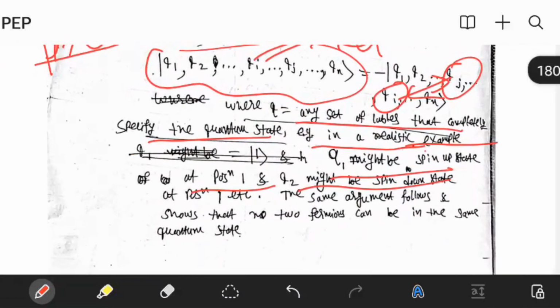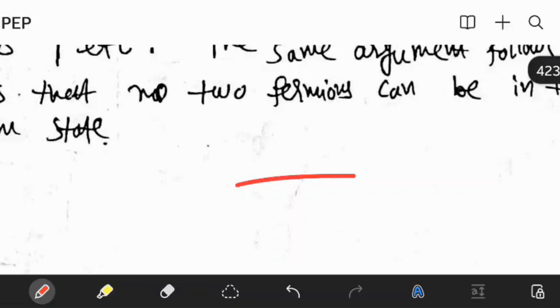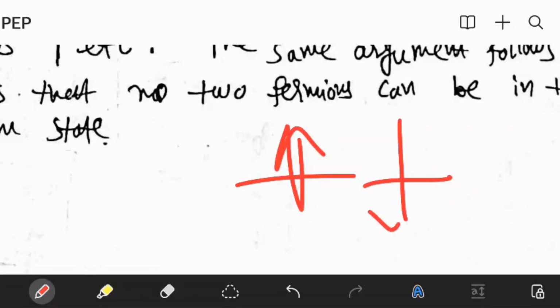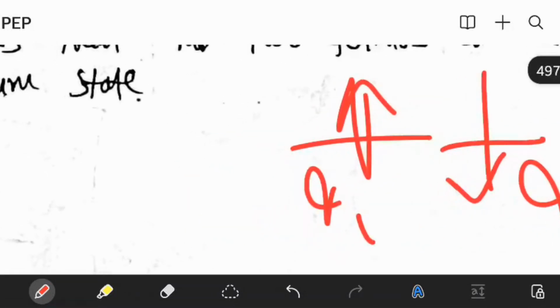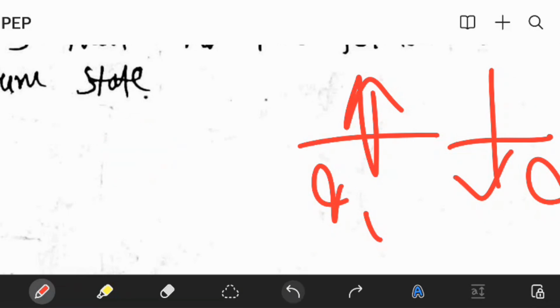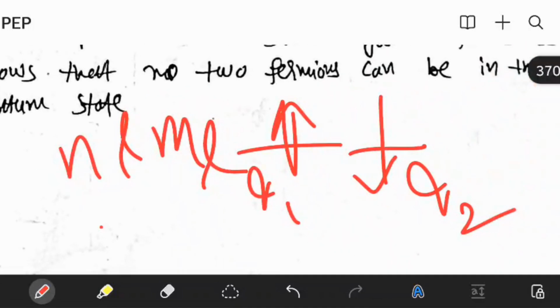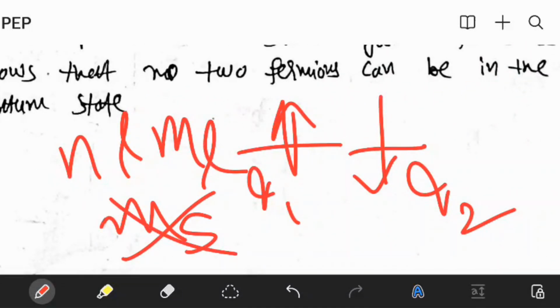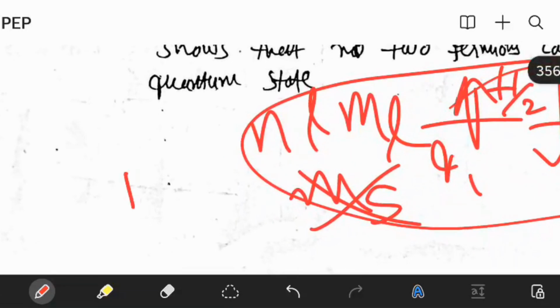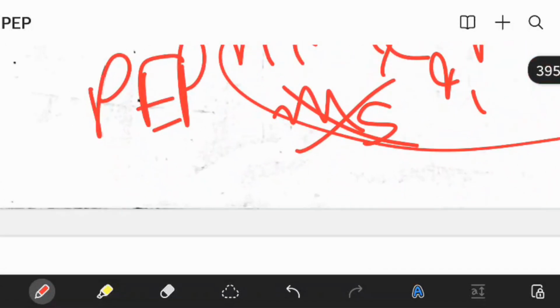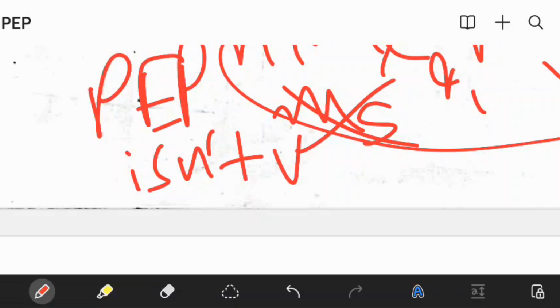Right? So this case is completely plausible and possible, because if it is Q1 and it is Q2 and both have the same principal quantum number, azimuthal quantum number and magnetic quantum number, the spin quantum numbers aren't the same, because this one is plus half and this one is negative half. So PEP isn't violated.